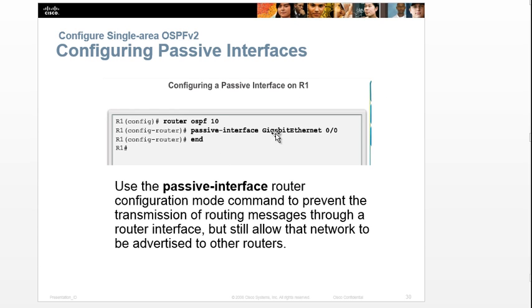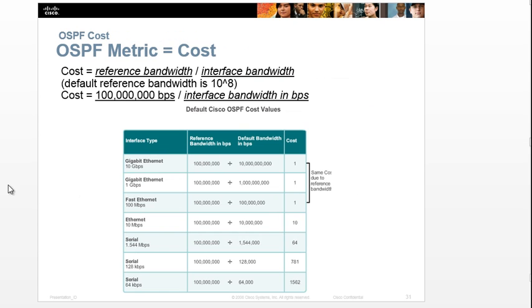Here we see we're doing a passive interface. That's going to prevent the transmission of routing messages through that. But it'll still allow the network to be advertised to other routers. So here we're saying don't send routing information out FastEthernet 0/0.